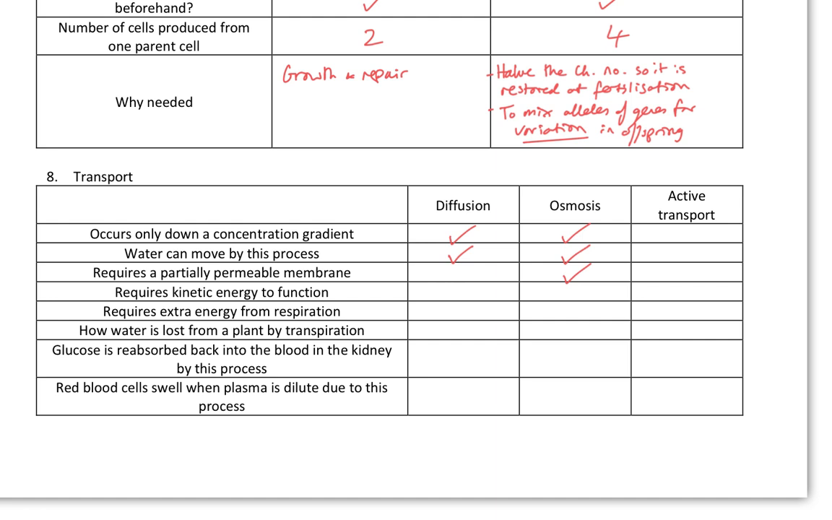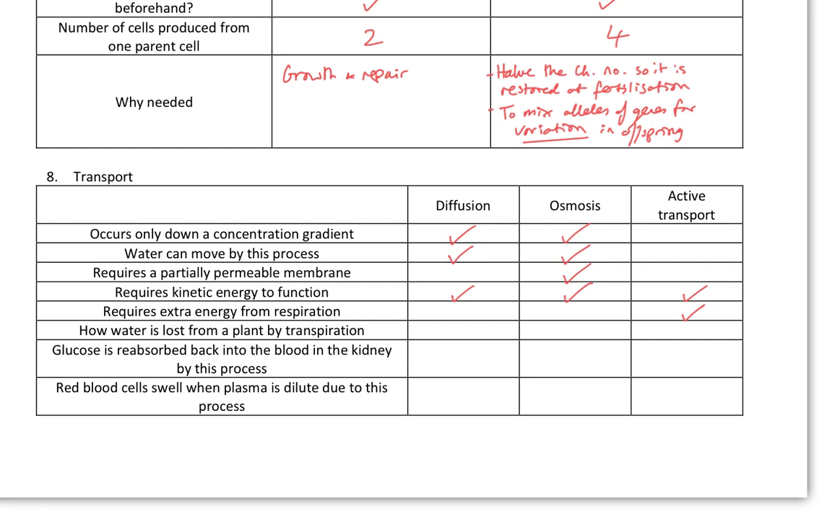Requires kinetic energy to function. Well, kinetic energy is just movement. So they all require movement to function. You need to be very careful here, and hence the next question requires extra energy from respiration. Yes, active transport. If you had to describe active transport, or why active transport is different to diffusion, and you just said it requires energy, no mark. Requires extra energy, you get a mark.